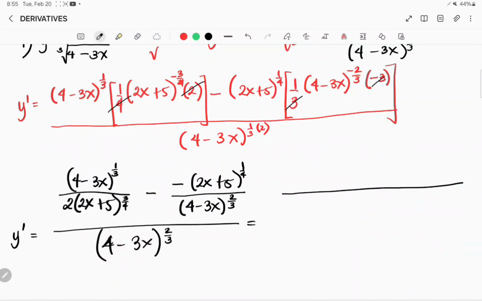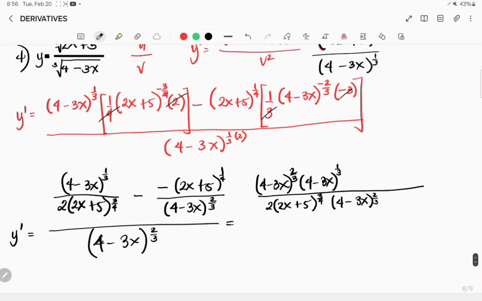The LCD is 2x plus 5 raised to 3/4 and 4 minus 3x raised to 2/3. As we divide this LCD to the first denominator, the answer will be 4 minus 3x raised to 2/3 times the numerator, that is 4 minus 3x raised to 1/3.